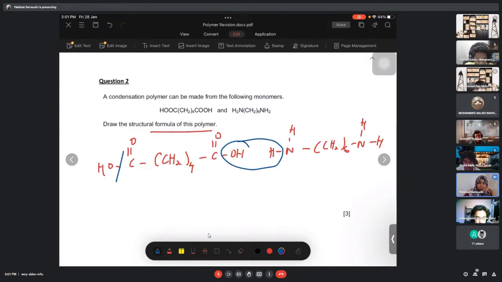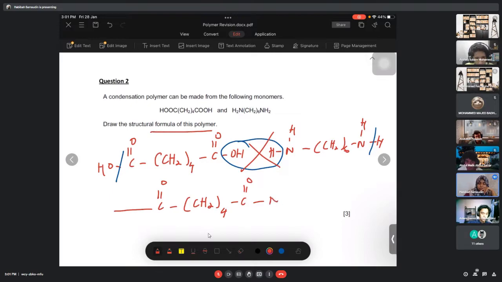And at this end also we have to delete. Then we do the connection, a long continuous bond. Don't forget the long continuous bond. And then we have C double bond O, and then we have CH2, 4, C double bond O, and then we remove water, and it will be connected to nitrogen, hydrogen, CH2, 6, nitrogen, hydrogen, long continuous bond, bracket, plus H2O.